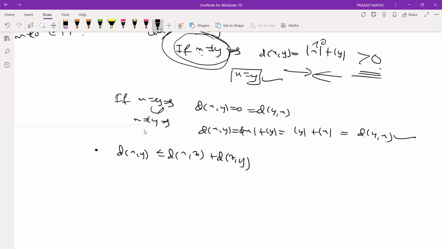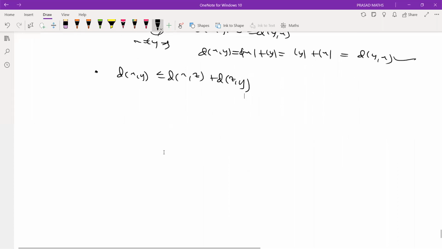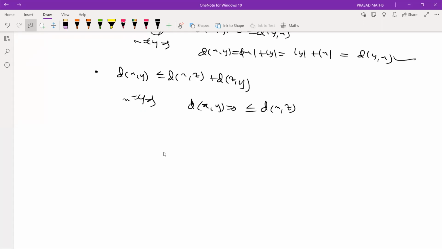Is it true actually? The same argument I told you yesterday. If x = y, nothing to prove. If x = y, what happens? The distance between x, y is 0. 0 is always less than or equal to the distance between x, z plus the distance between z, y. Why? Because this right side part is non-negative. We have shown that distance is non-negative. Therefore, if x = y, nothing to prove.